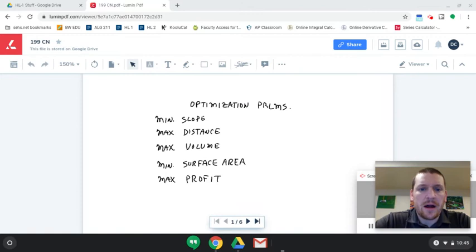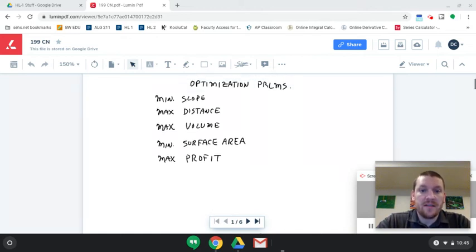So optimization problems, five big things that we look at. We look at minimizing or maximizing the slope, finding the maximum or minimum distance of a function, or from a point to a function. We've looked at that before. Finding the maximum volume of something based on knowing different things like the radius. Finding the minimum or maximum surface area is a good thing to look at as well, and then minimum or maximum profits.